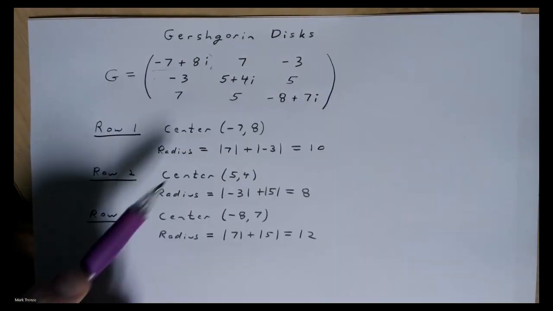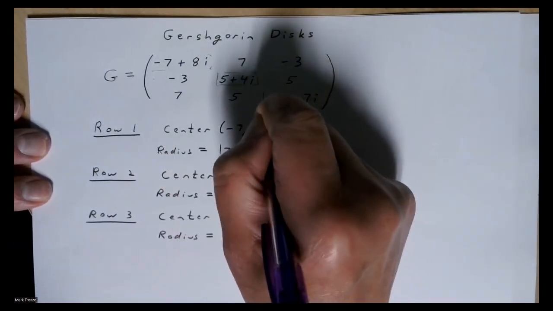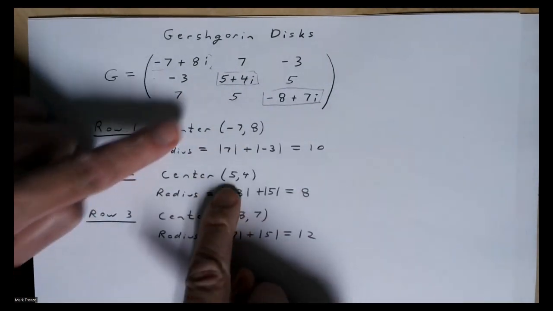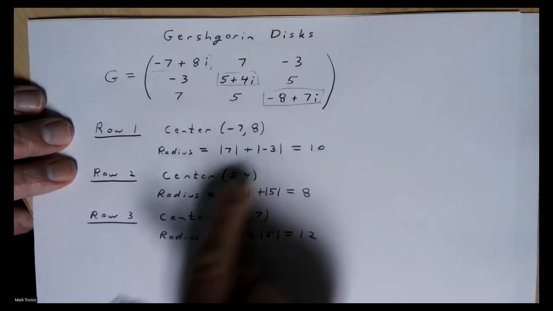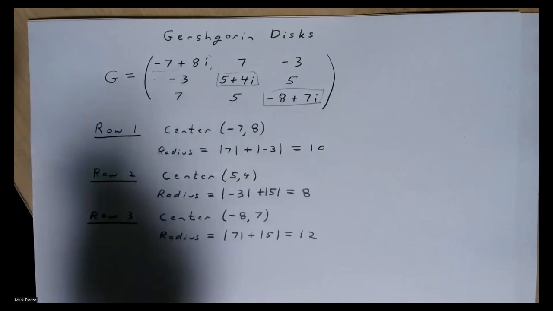So there we have it. The center, of course, is the diagonal element on each row. So the center here was -7, 8, 5, 4, -8, 7. Then sum the off diagonal elements like we did in the last video, and we have this.